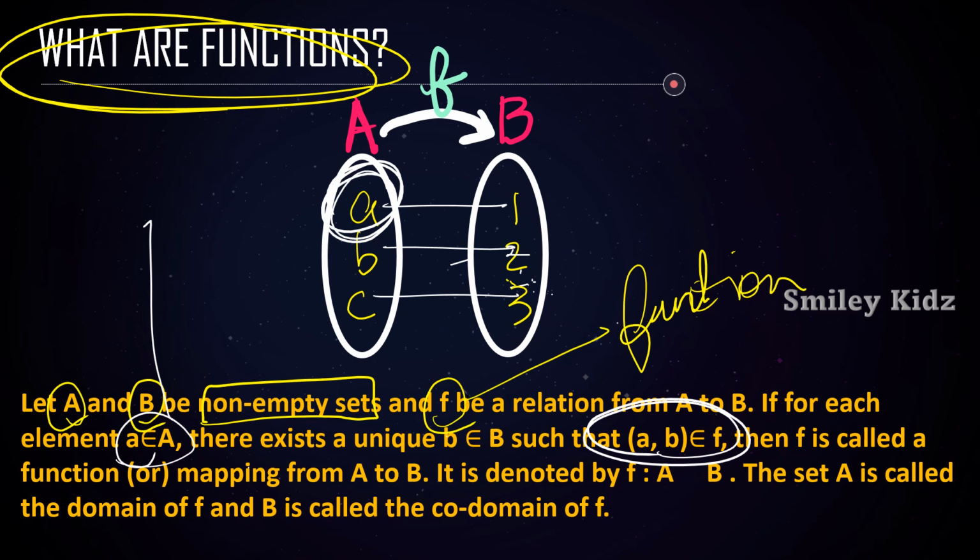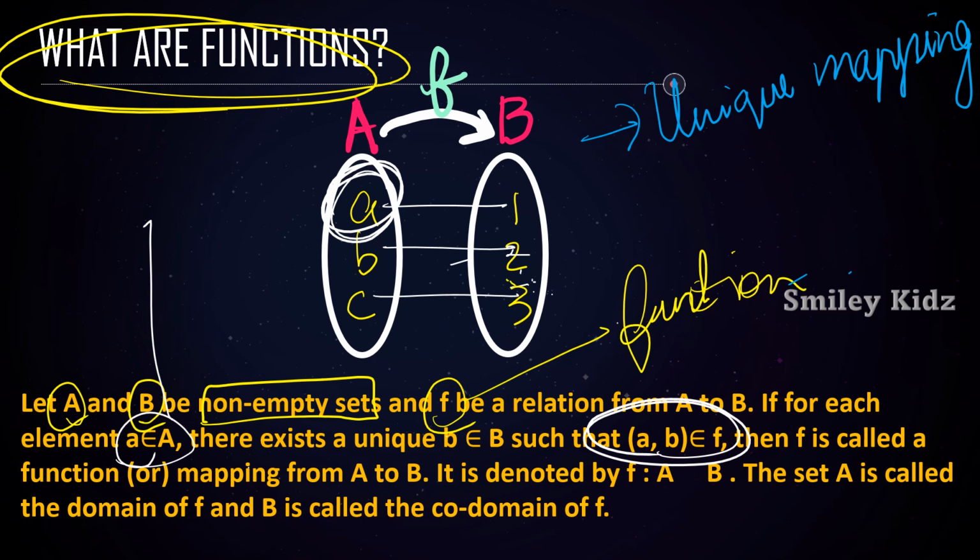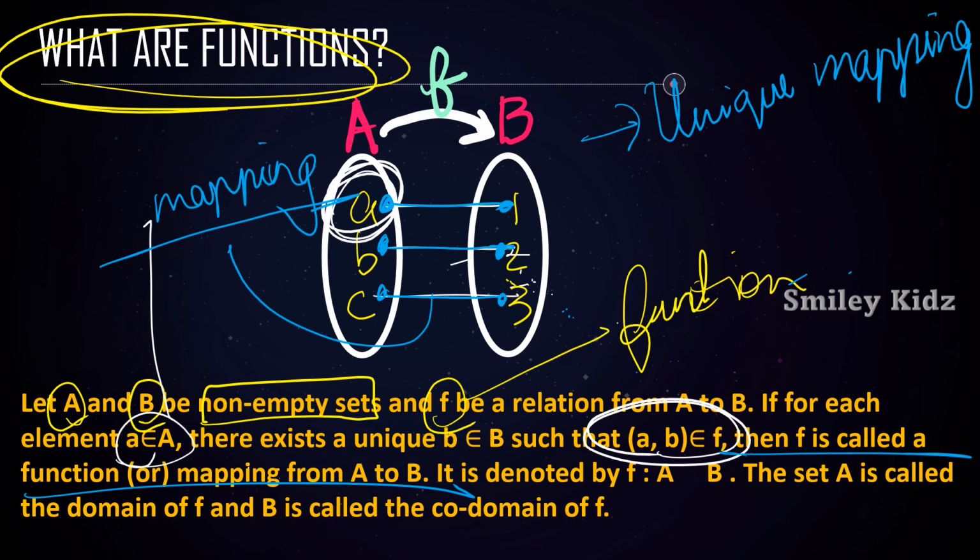And what is the condition for a function? Well, it should have a unique mapping. Now, what is this unique that I keep telling you about? Well, let me tell you, there's a time for telling that as well. Then f is called the function or mapping from A to B. Now, this connection from A to B, A to 1, B to 2, C to 3, this is known as mapping. What is this called? This is called mapping. It is denoted by f: A → B.